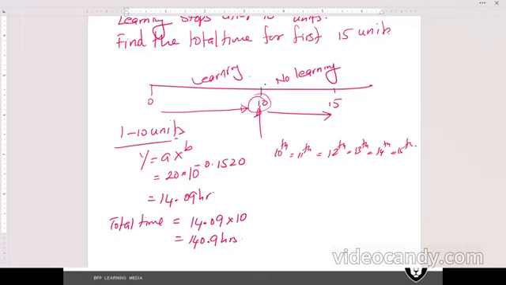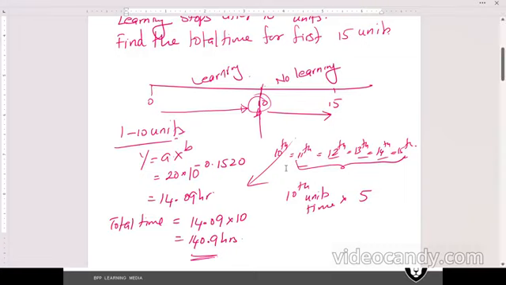So up to 10 I have already included in this calculation. This says 1 to 10. After 10, how many units are there? 5 units. Which ones? 11th, 12th, 13th, 14th, 15th. So how do I find the time of these 5 units? Find the 10th unit's time and multiply by 5, because the 10th is already included here. Only 11, 12, 13, 14, 15. Question is, how do I find the 10th unit's time?